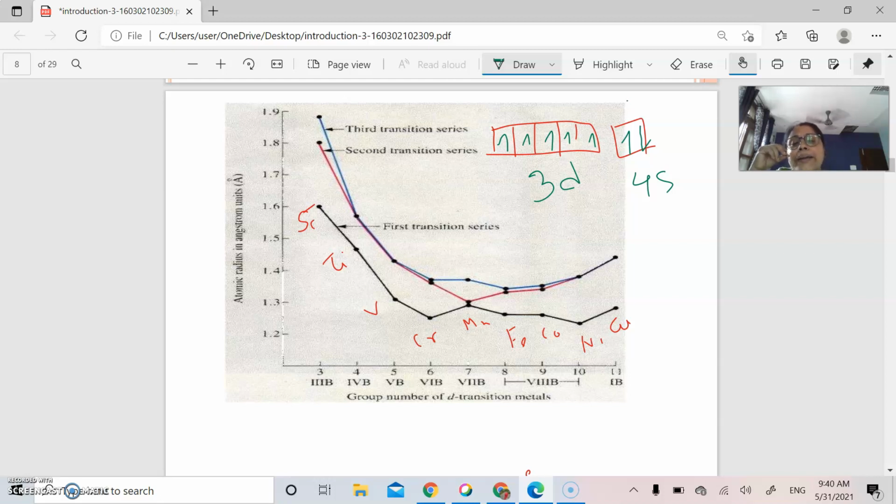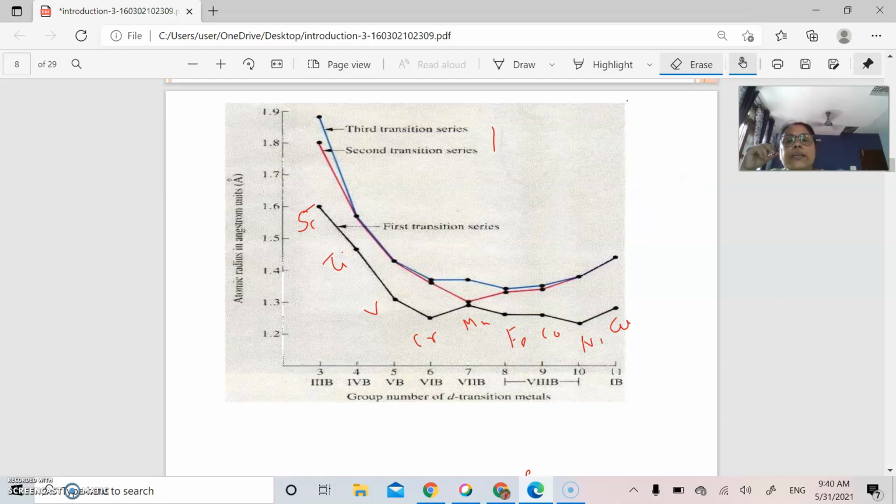Then if you go to iron, immediately, iron is 3d6 4s2. So here there will be another pairing in the d orbital. Hope you can understand the diagram. Let me draw it again. So the d orbital is a combination of 5 orbitals. Then you have the 4s orbital.